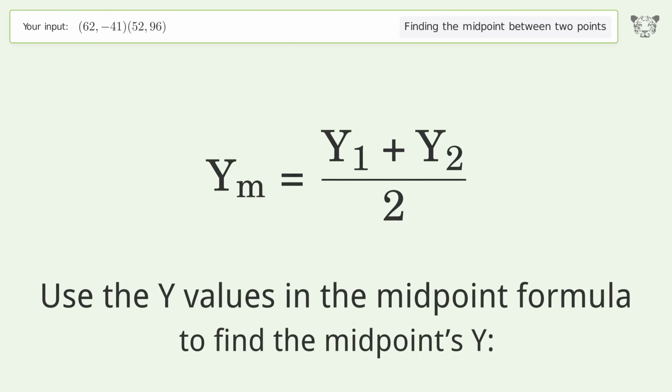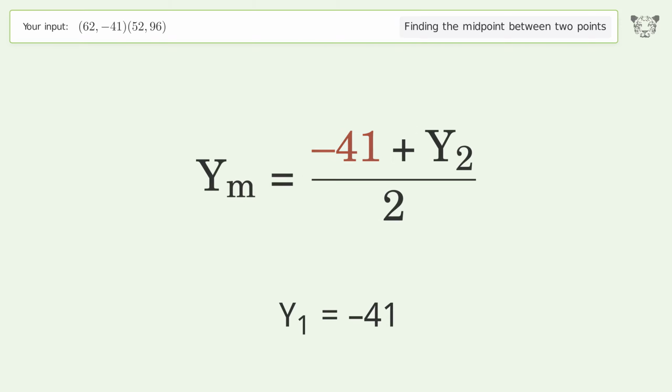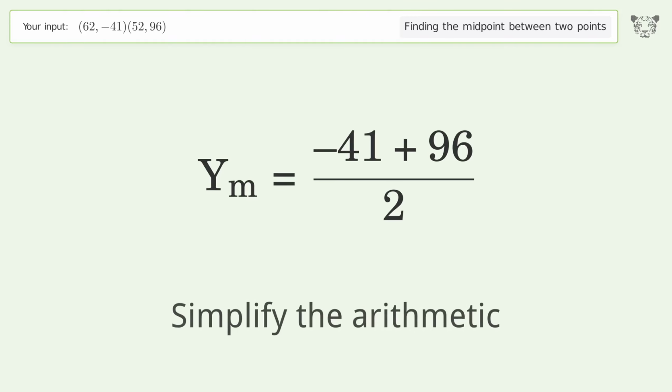Use the y values in the midpoint formula to find the midpoint's y. y1 equals negative 41. y2 equals 96. Simplify the arithmetic.